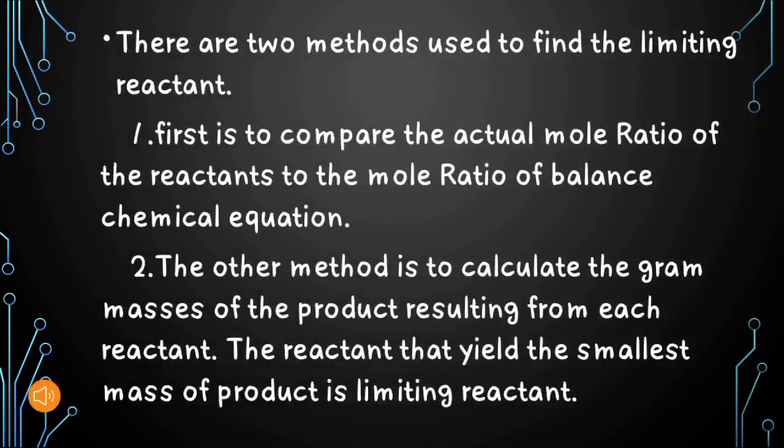There are two methods used to find the limiting reactant. First is to compare the actual mole ratio of the reactants to the mole ratio of the balanced chemical equation. Number two, the other method is to calculate the gram masses of product resulting from each reactant. The reactant that yields the smallest mass of product is the limiting reactant.